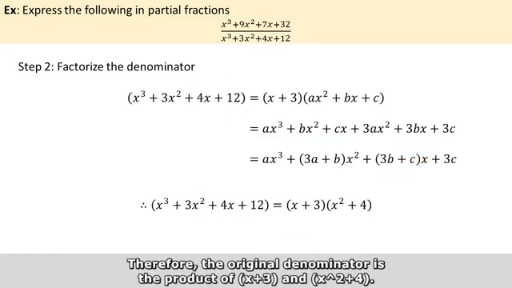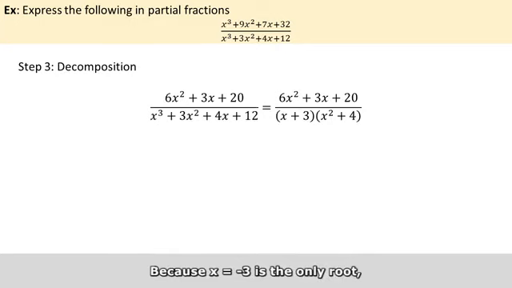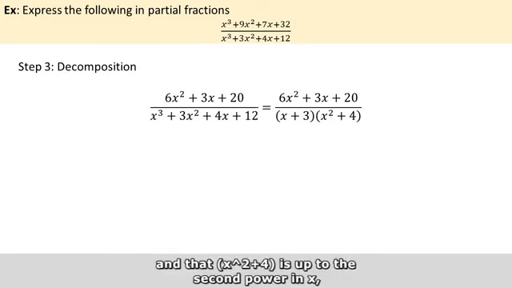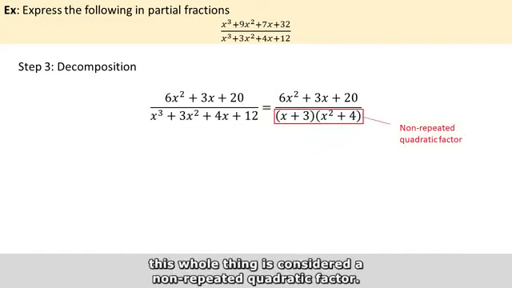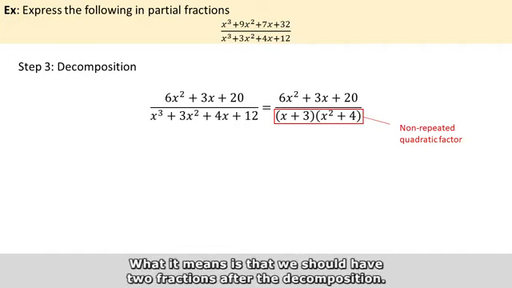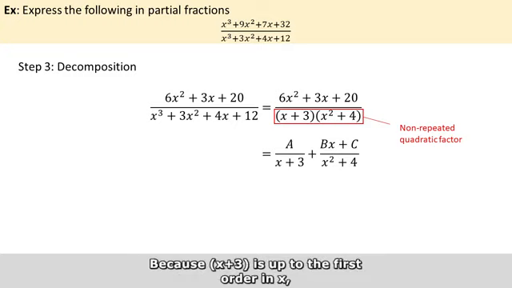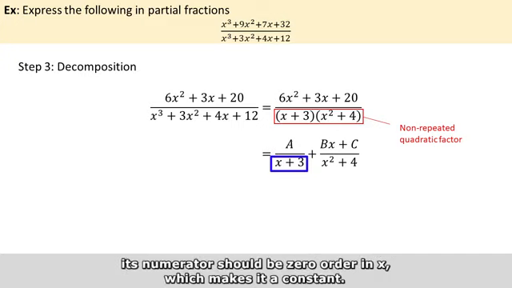Therefore, the original denominator is the product of x plus 3 and x squared plus 4. And because x equals minus 3 is the only root, and x squared plus 4 is up to the second power in x, this whole thing is considered a non-repeated quadratic factor. What it means is that we should have two fractions after the decomposition. So because x plus 3 is up to the first order in x, its numerator should be 0 order in x, which makes it just a number or constant.